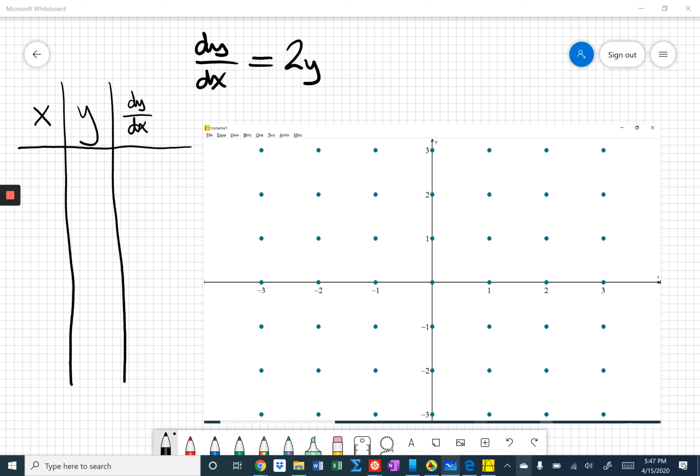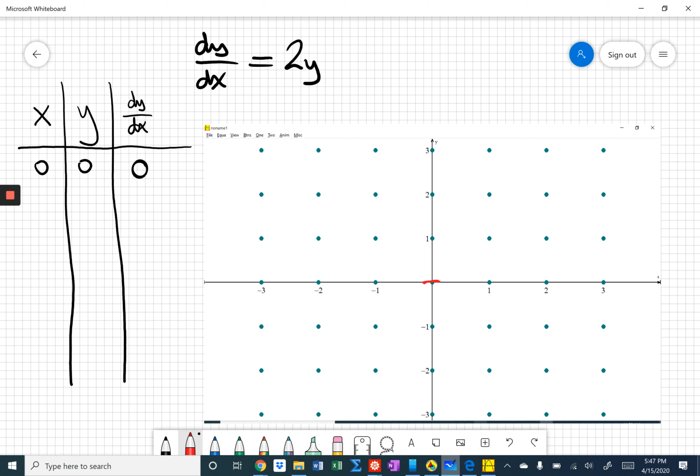All right, so dy/dx = 2y. What is this telling us? This is telling us that the slope of the tangent line to some function y is twice the y coordinate. So let's just start at the origin and go from there. At the origin, the y coordinate is 0, and 2 times 0 is 0. So at the origin, we're going to have a slope of 0. So we'll have a line segment like this at the origin.